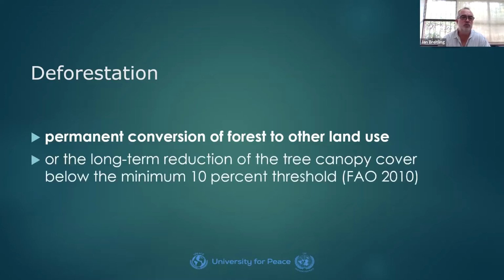If we go more into the FAO definition, then deforestation can also mean the long-term reduction of tree canopy cover below a certain percentage. And the FAO definition of forest is that it has to be a certain area, I think it's 2 hectares now, with at least 10% of canopy cover. So anything below that 10% would be counted as deforestation if that reduction is permanent or long-term.